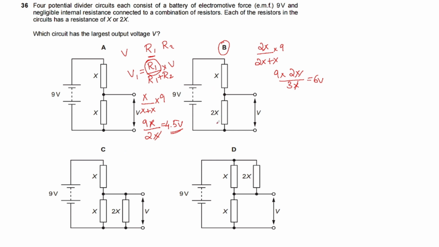And in the case of D also, this combination resistance is more, as 2X is here, which means that this value is more, so the voltage would be less. So option D is also wrong. So the correct answer for this question is option B.